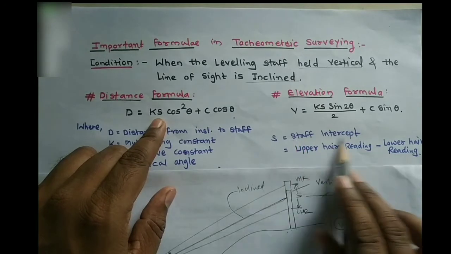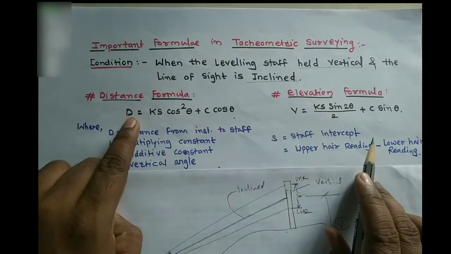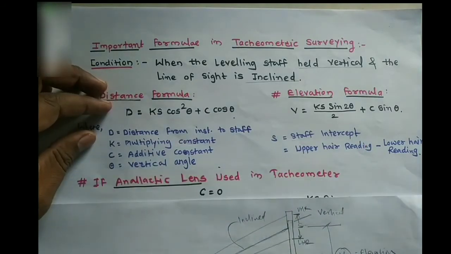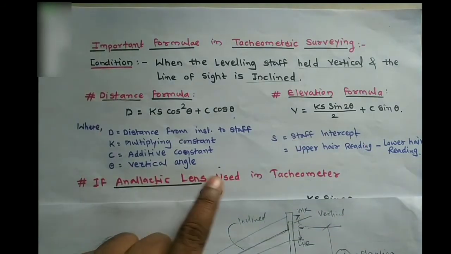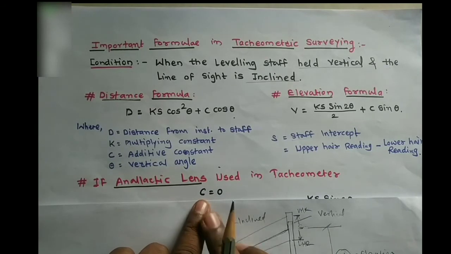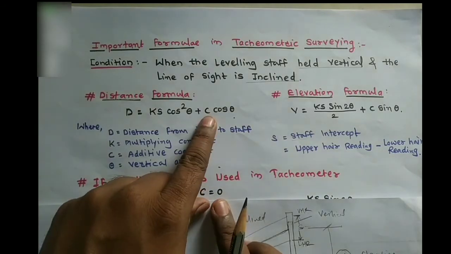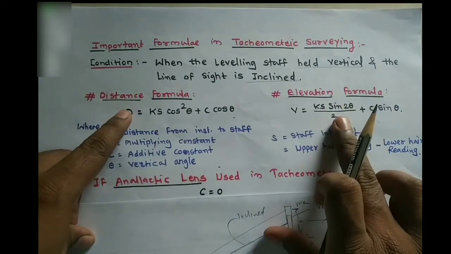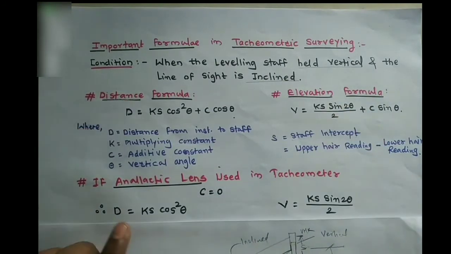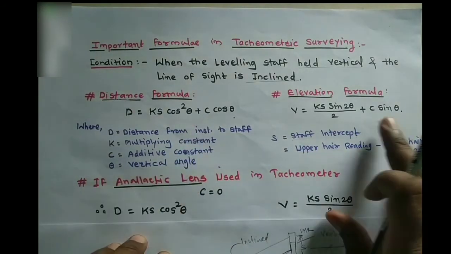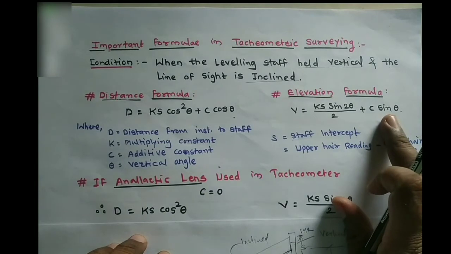Okay, so staff intercept is very important for finding the distance and elevation. Got it? Now, the next important thing is, if the analytic lens is used in the tacheometer, now in the problem if the word analytic lens is given, then in that case the additive constant becomes 0, that is the value of C is 0. Okay, so the above formulae become D is equal to Ks cos square theta, because C is 0, this term will be 0, and again in case of elevation this term is 0.